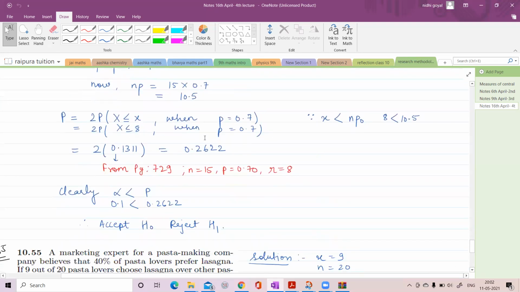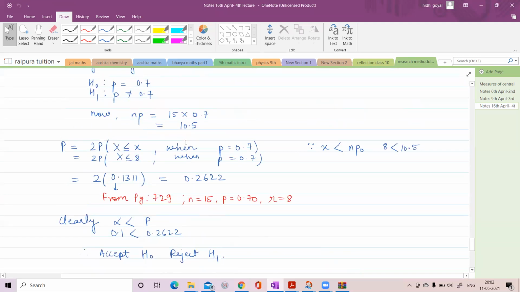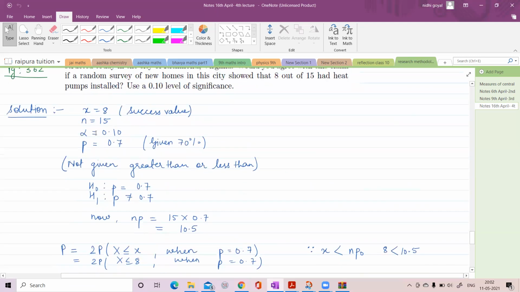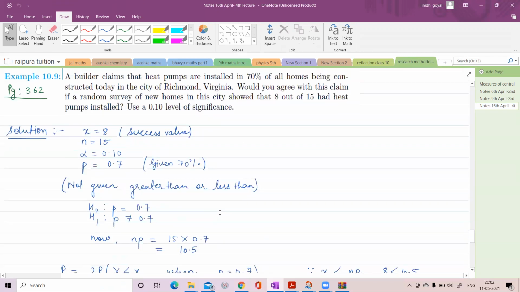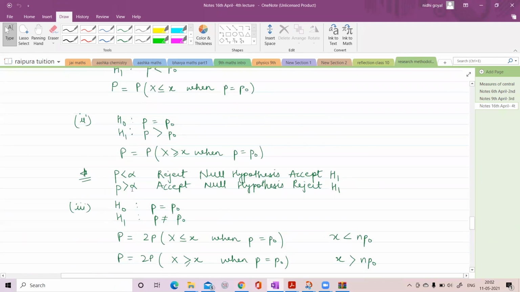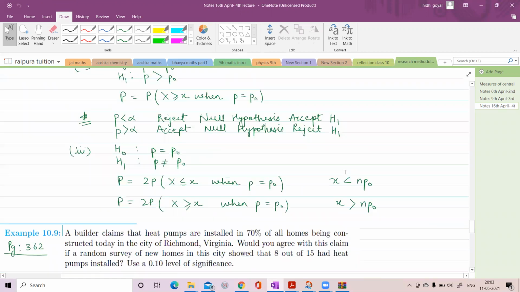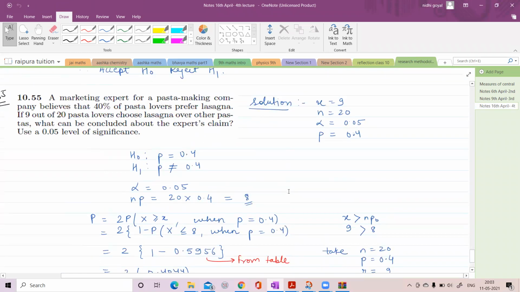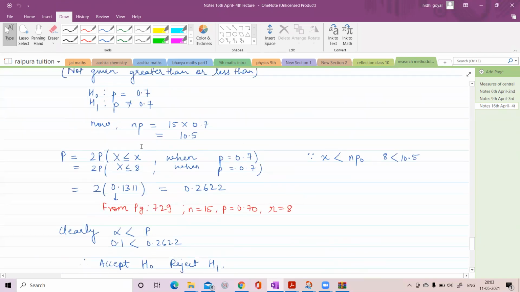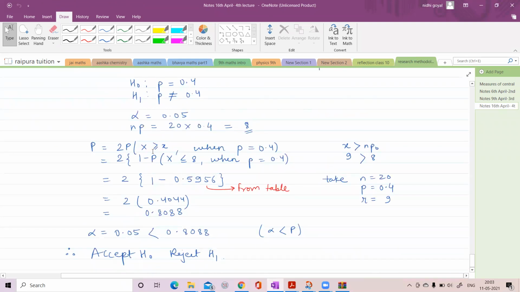And here what we have to do is compare this value with the alpha value, whichever is given in our question. If alpha is less than P, then we always accept H0 and reject H1. And if alpha is greater than P, then we will reject the null hypothesis and accept H1. Similarly, we can proceed with this example also, but in this example less than was given and here greater than is given. So this greater than and less than is decided by this.